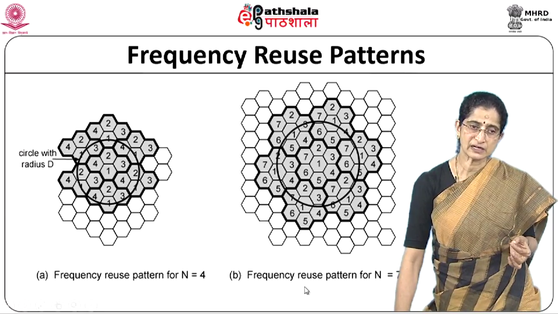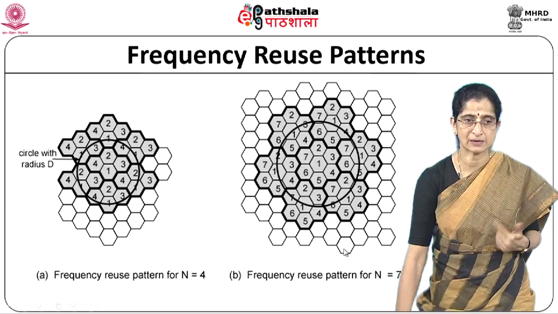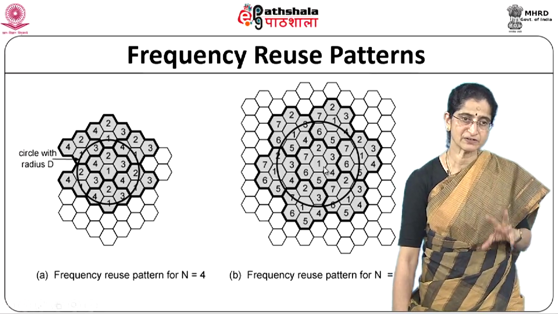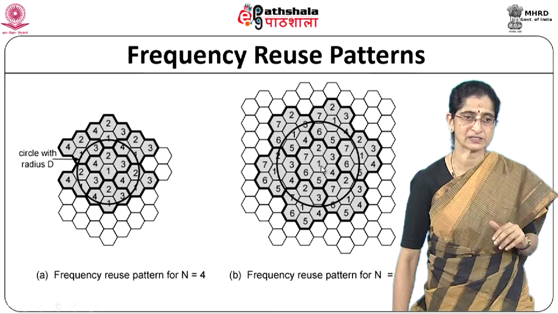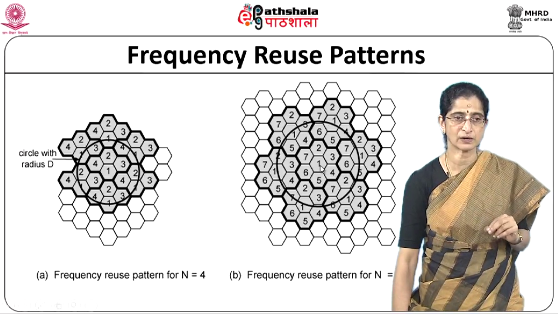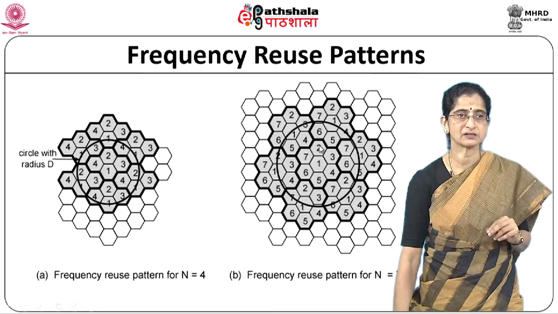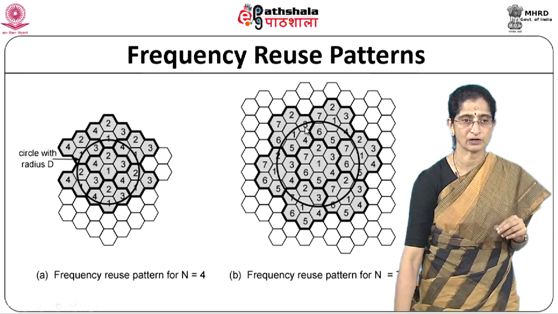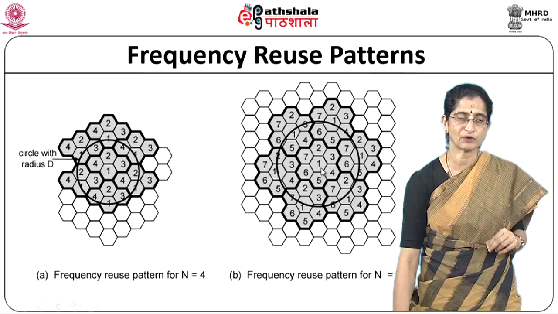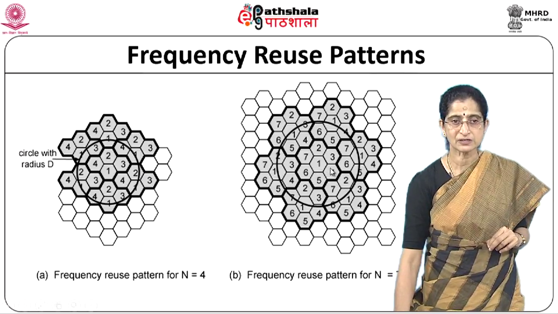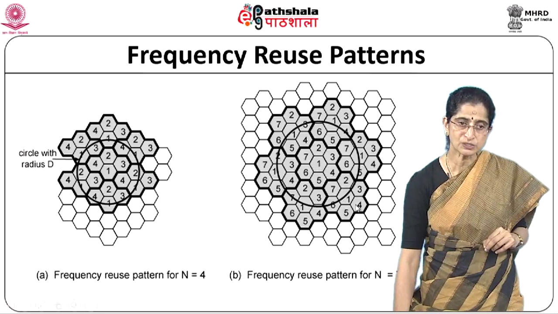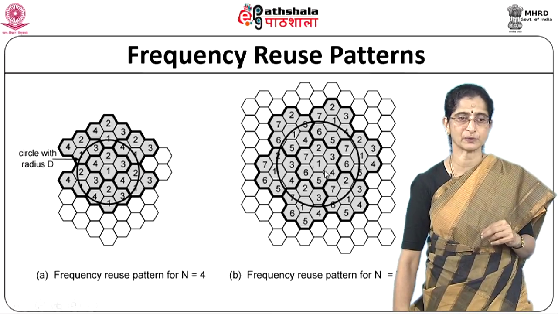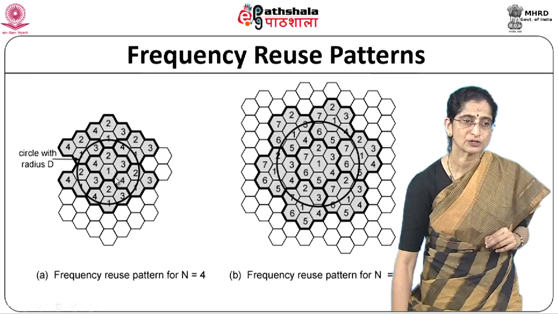Now let's look at another reuse pattern where n is equal to 7, as in the example we alluded to in the previous slide. Here you will see that there are 7 different sets of frequencies: 1, 2, 3, 4, 5, 6, 7. If this is set 1, you will find that none of the adjacent cells use the value used by 1. It is either 2, 3, 4, 5, 6 or 7, and the same holds for all. Where is the next cell using the same frequency set as 1? You can see that it is at least about 3 cells away. So that is the reuse distance. The cell reusing the same set of frequencies is a little further away here, whereas in the earlier pattern it is just about 2 cells distance.